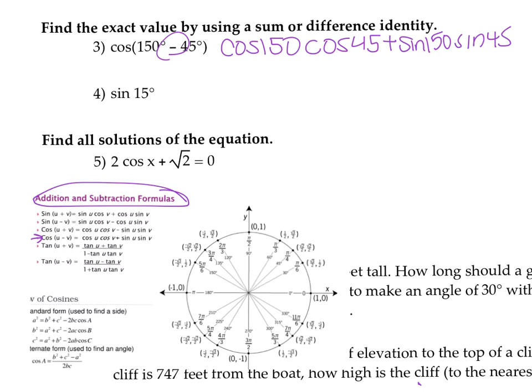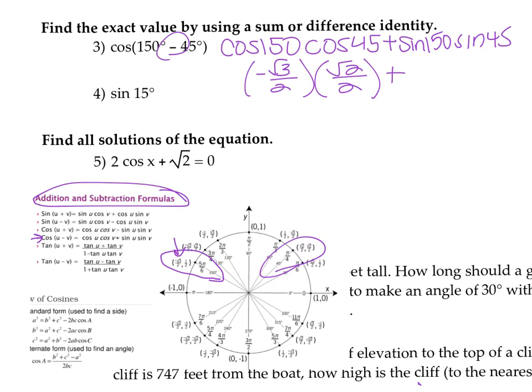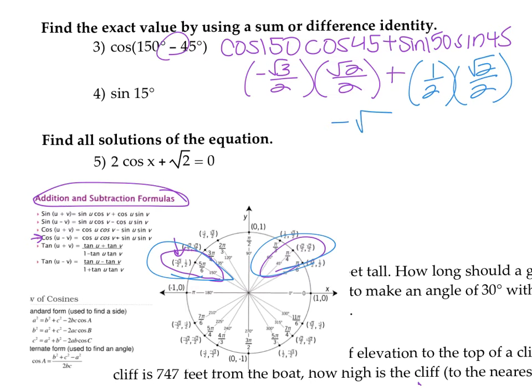Okay, then I come to my unit circle. So 150 is here, and the cosine is the x-coordinate. So this is negative root 3 over 2. 45 is here. Cosine is the x-coordinate, root 2 over 2. Sine of 150, I come back to here. The sine's now the y, which is 1/2. And the sine of 45 back over here is root 2 over 2. So if I multiply this out, I get negative root 6 over 4 plus root 2 over 4. If I combine it, I get negative root 6 plus root 2 over 4.